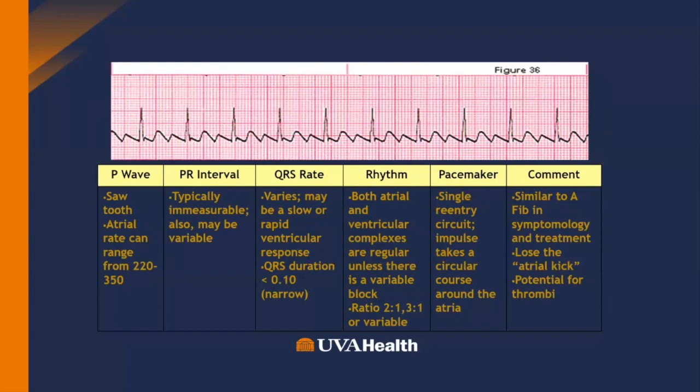A deviation of atrial fibrillation is something called atrial flutter. What we see here is the P wave in a sawtooth fashion, and that's defining for atrial flutter. This can occur because the P wave is firing at a rate of about 300.